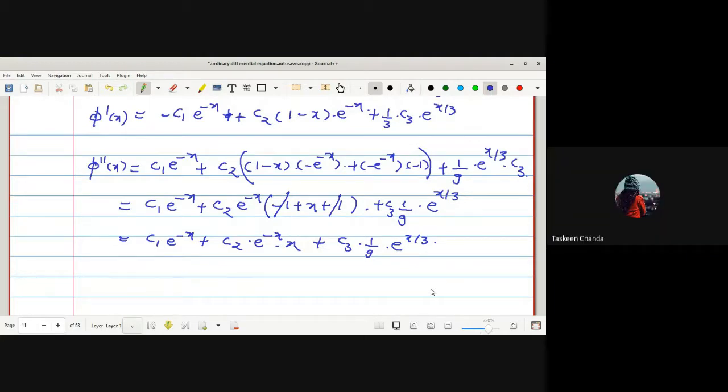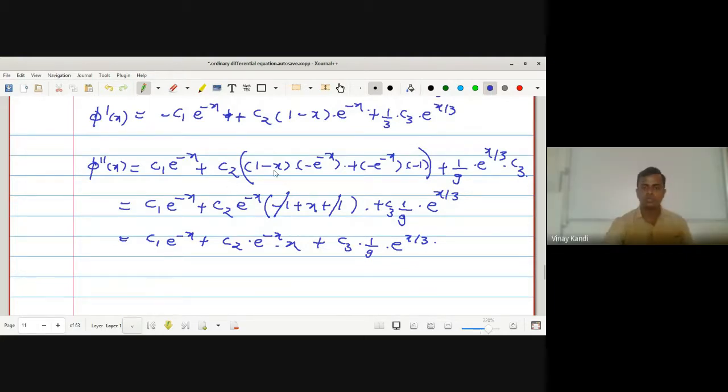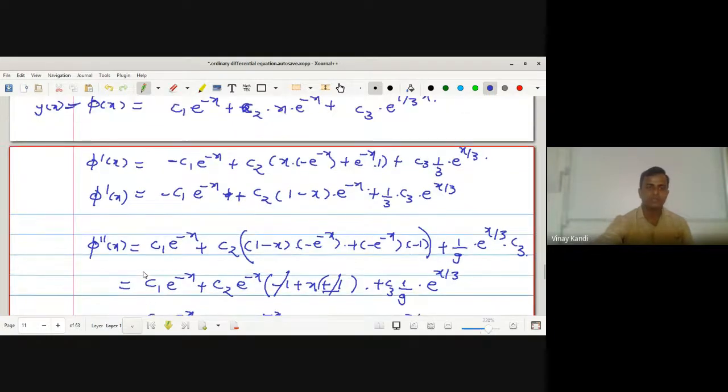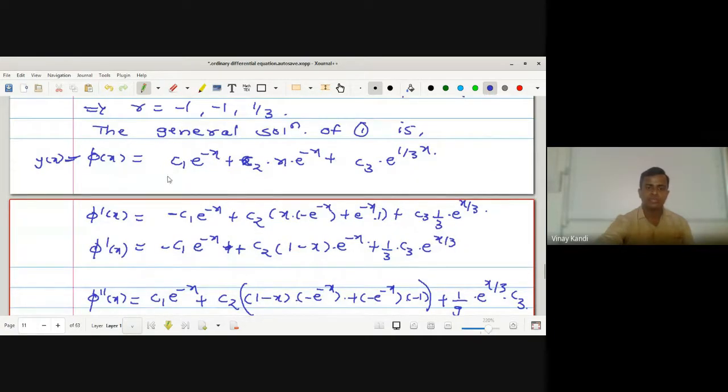Yes sir. -1 + x, the minus minus became plus here. Okay, so -1 + x is correct. Now tell me, y(0) is equal to what? Put 0 here. So here we get c1 + c3.